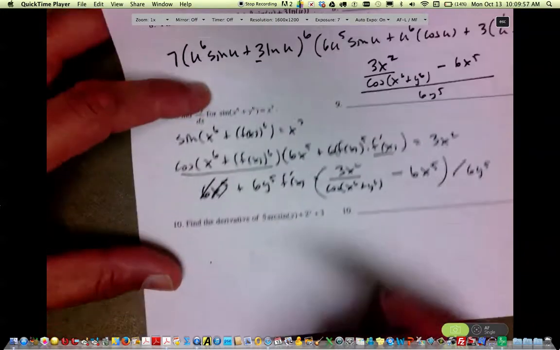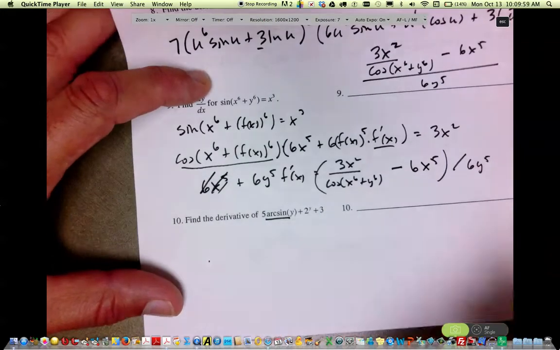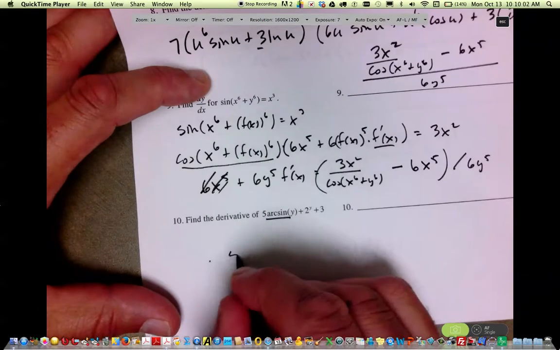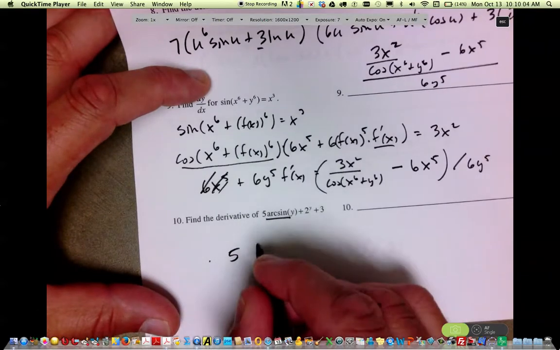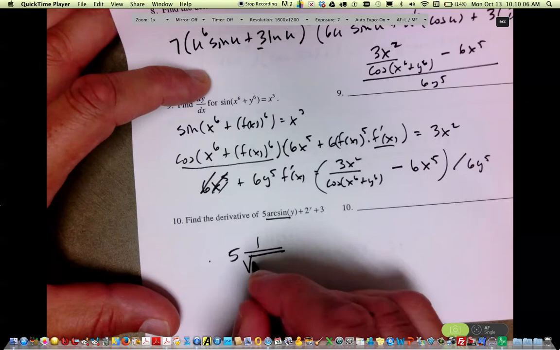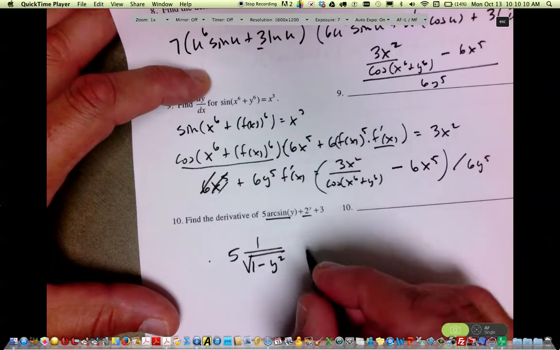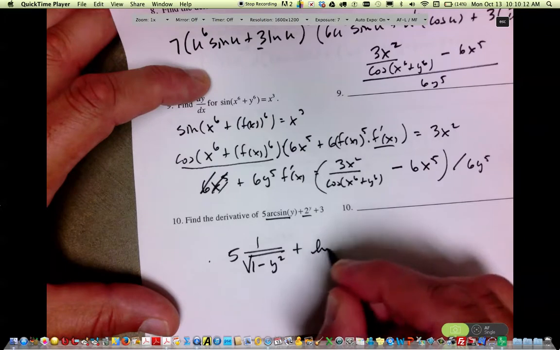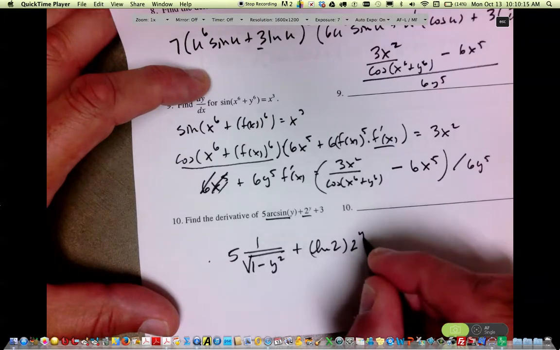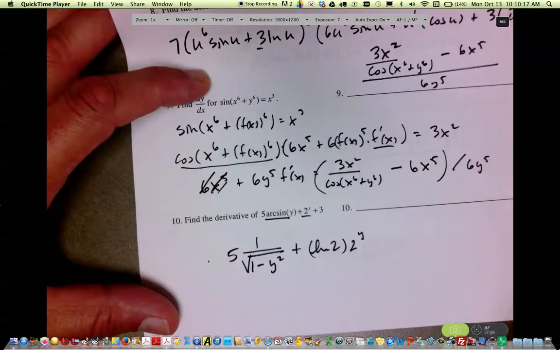Okay, then the last one, it seemed like a lot of people forgot how to take the derivative of arcsine. So the derivative of 5 arcsine of y is 1 divided by the square root of 1 minus y squared, and then the derivative of 2 to the y is natural log of 2 times 2 to the y, and then the derivative of 3 is just going to be equal to 0.